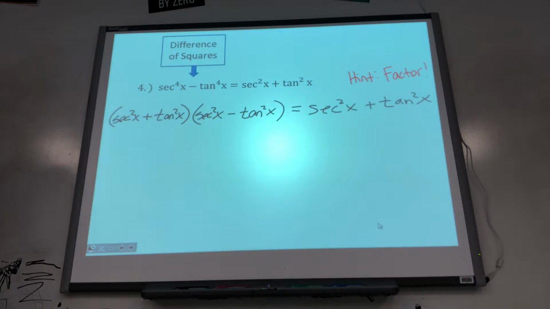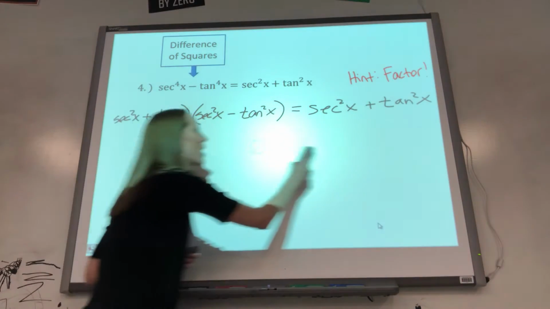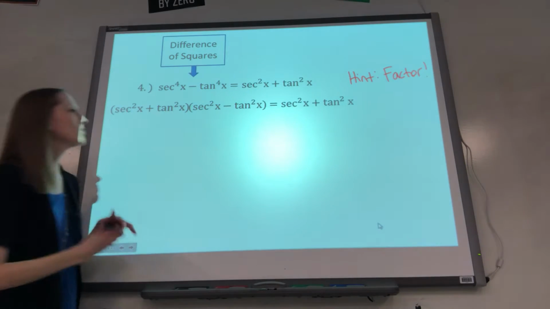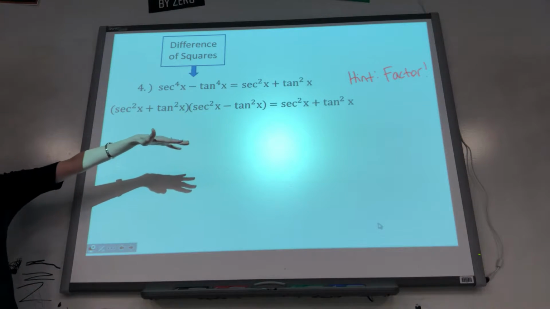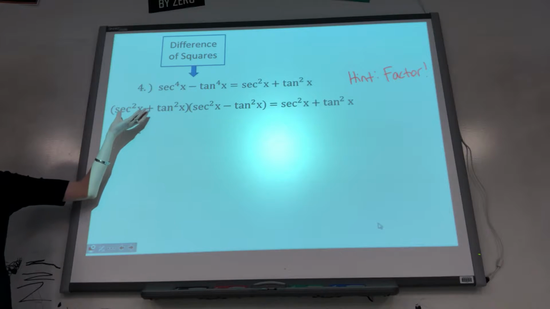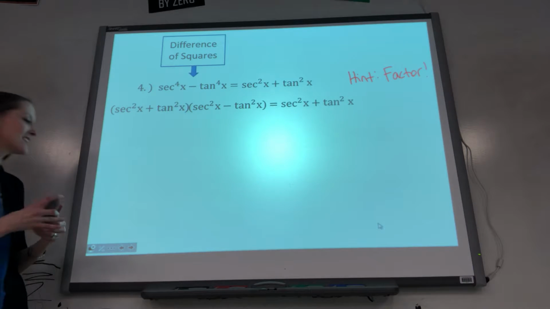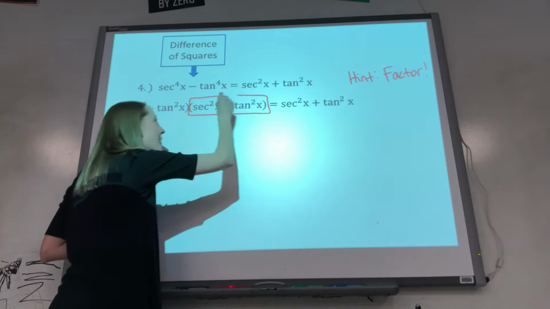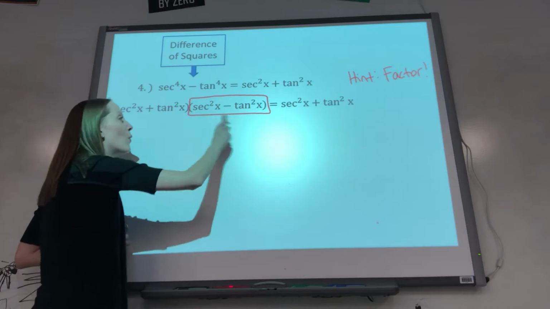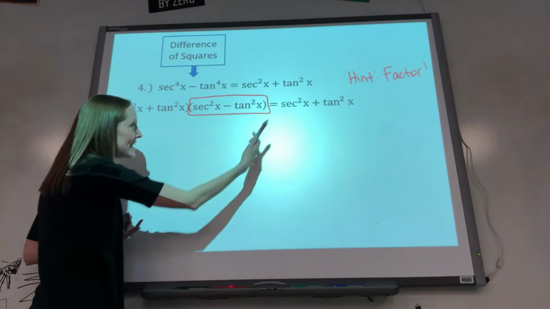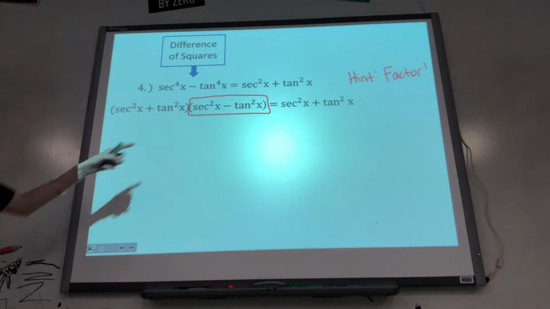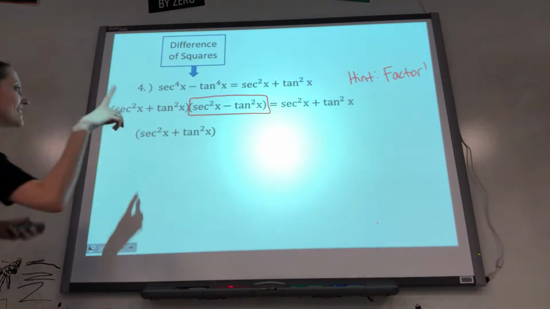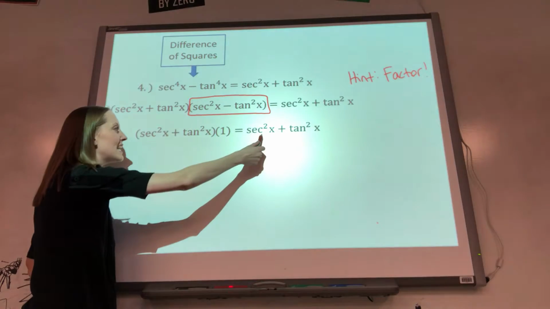Now we're pretty darn close to what we need in this problem. If you look at the right-hand side, we need secant squared plus tangent squared. We have secant squared plus tangent squared, but we've also got this pesky secant squared minus tangent squared. We don't really want that. Now, if you're technical, what does secant squared minus tangent squared equal? 1. That is a Pythagorean identity.